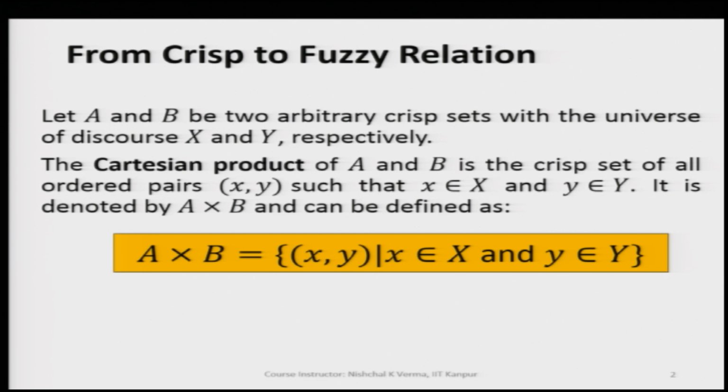So, if we have two arbitrary crisp sets A and B with the universe of discourse capital X and capital Y respectively, the Cartesian product of A and B can be written as A cross B, and this will be equal to the set of all pairs x and y such that x belongs to capital X and small y belongs to capital Y.